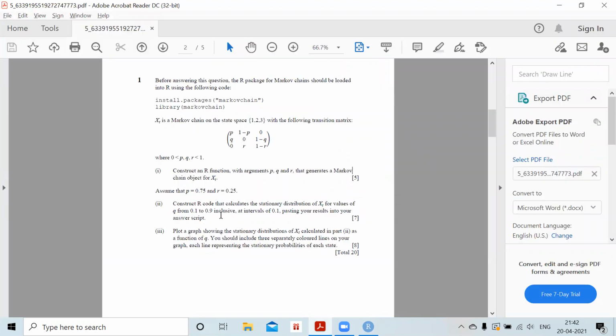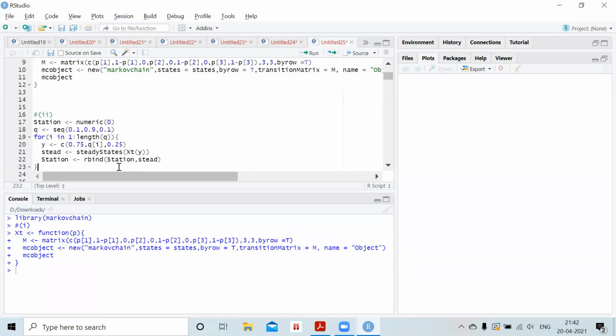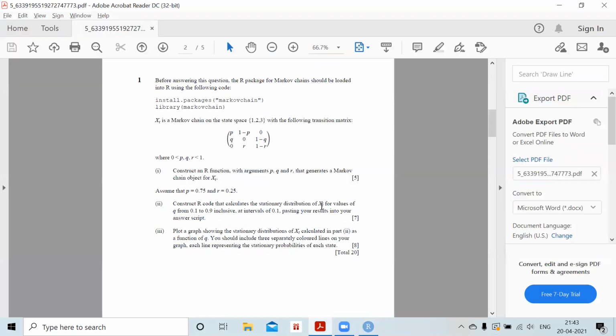For the next part, again, they asked you to construct an R code. So what I've done is, I have defined station as an empty vector, an empty array, just defined as numeric of 0. It's just an empty object created inside R. Now I've taken Q, which is a sequence of 0.1 to 0.9 at intervals of 0.1 as said in the question. And now I've run a loop because we need to keep on finding the stationary distribution of XT.